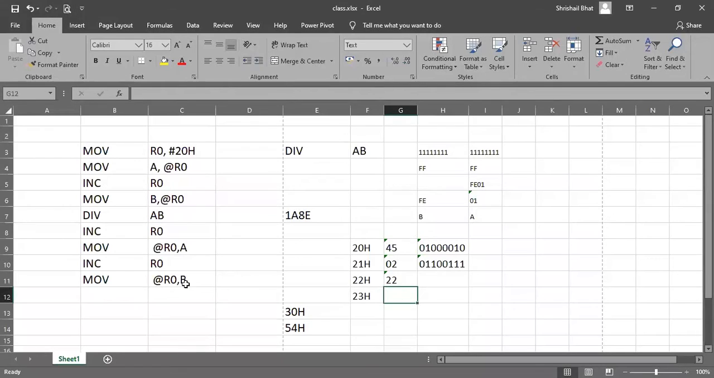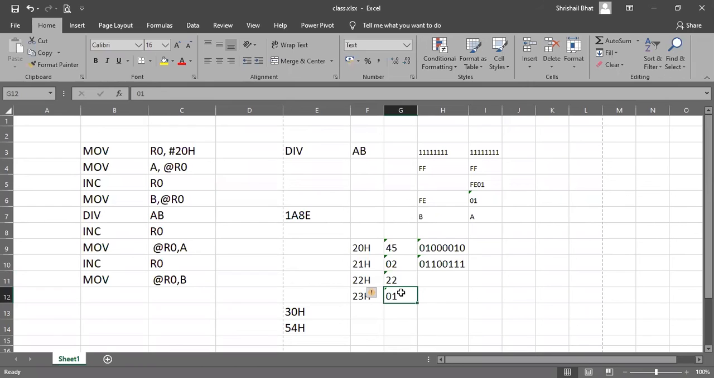At 23H, you store what you have in B. In B, what do you have now? You have 01H, right? Yes, 01, because it's an 8-bit number. You need to write it as an 8-bit number. So this will be the result of division, quotient in the lower memory location and remainder in the higher memory location. This is the way you're going to store it.